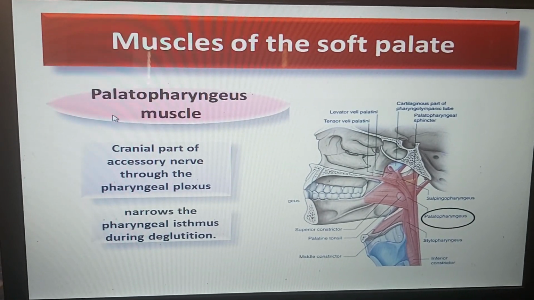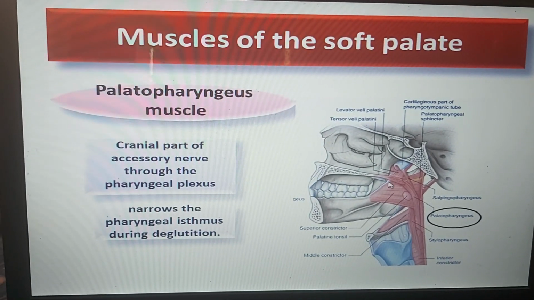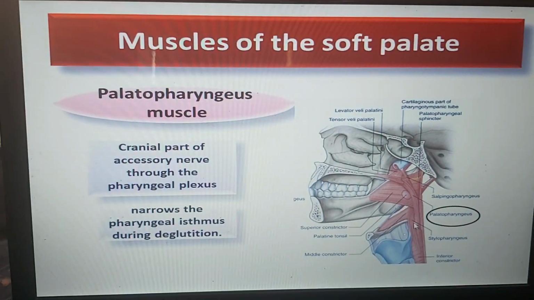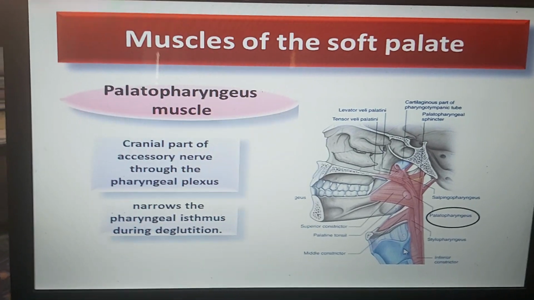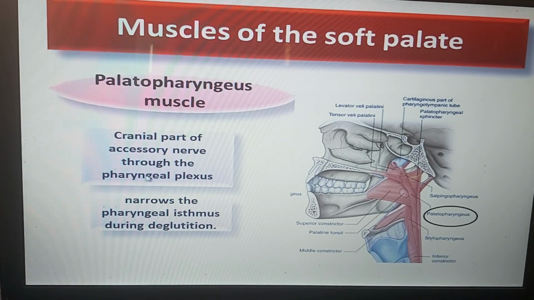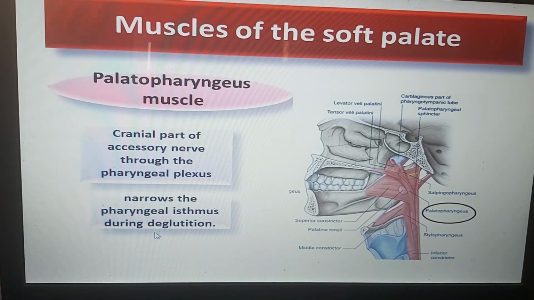After that, there is the palatopharyngeus muscle. It arises also from the palatine crest to be inserted in the wall of the pharynx and the lamina of the thyroid cartilage. It's innervated by cranial part of accessory nerves through pharyngeal plexus. It narrows the pharyngeal isthmus during deglutition.